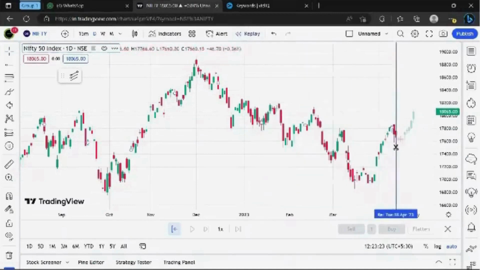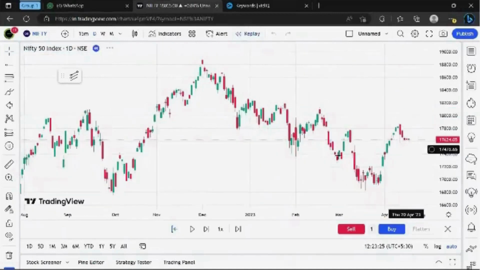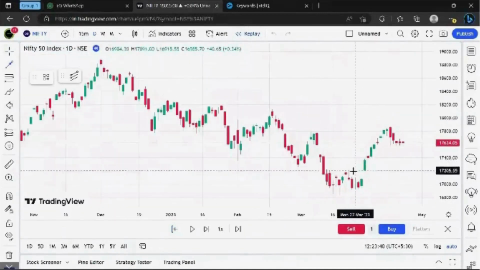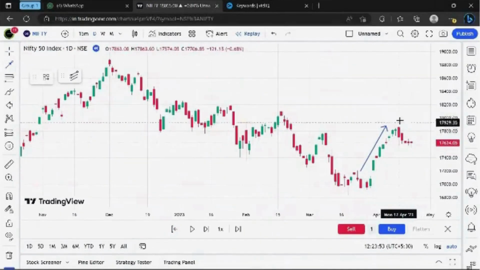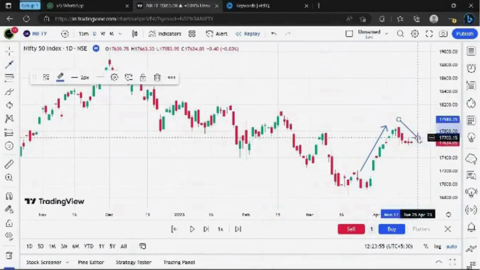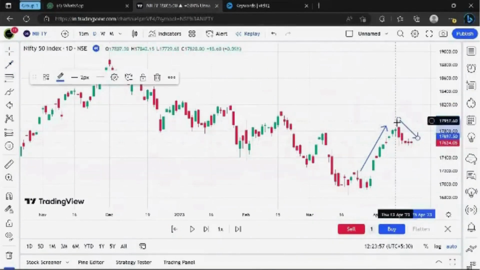So now let me just show you how to exactly use this tool in the market. Firstly, you see over here the market shows some bullish move, a bullish uptrend, and after that shows some retracement over here. So you see first a bullish move and then a retracement. Now we are going to use the Fibonacci retracement tool to understand how much the market will retrace.